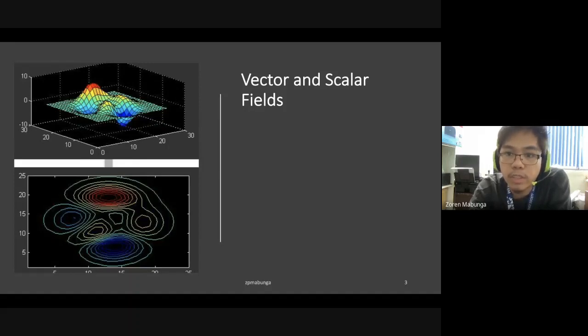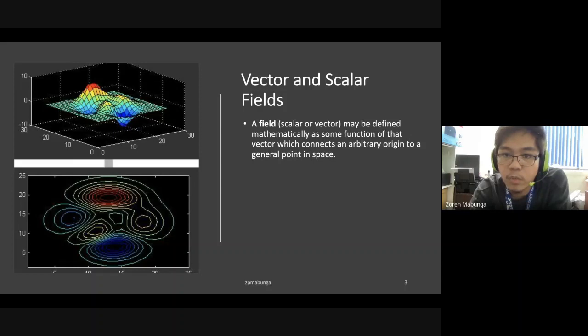Okay, so vector and scalar field. So ano ba yan? Pag sinabi nating field, it can be scalar or vector field. So this may be defined mathematically as some function of that vector which connects an arbitrary origin to a general point in space. So ano ibig sabihin nun? So a field may be defined mathematically as some function of that vector which connects an arbitrary origin to a general point in space. So halimbawa itong mga nandito sa illustration. Basically pag sinabi nating vector or scalar fields, ito mga nandito sa mga images na yan. So these are scalar fields.